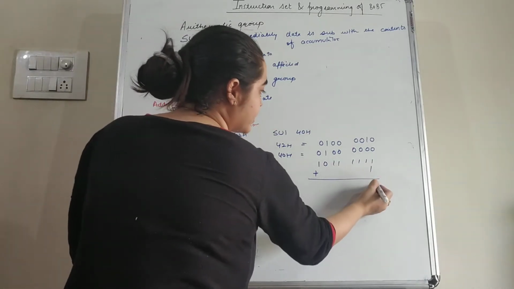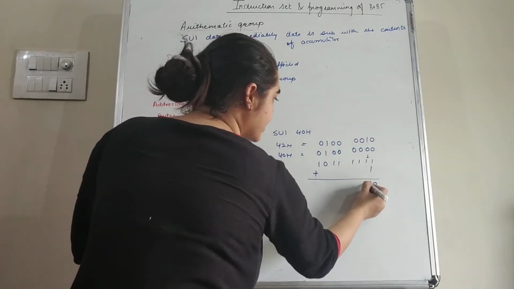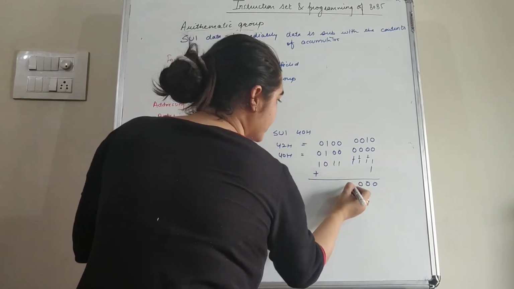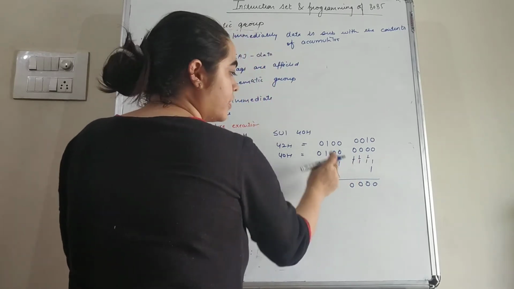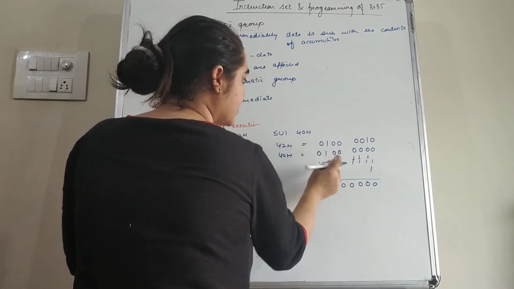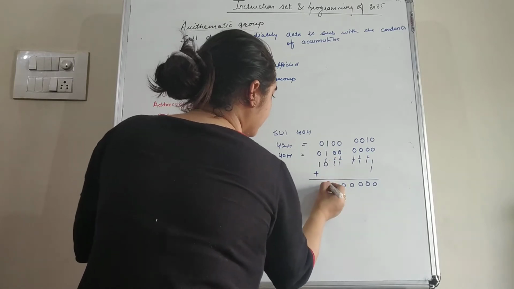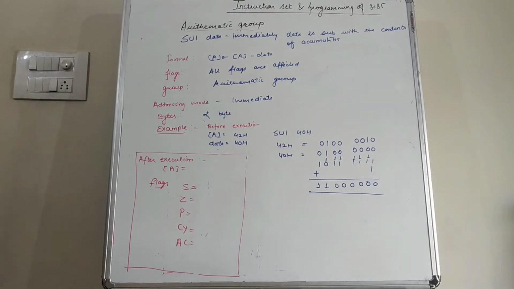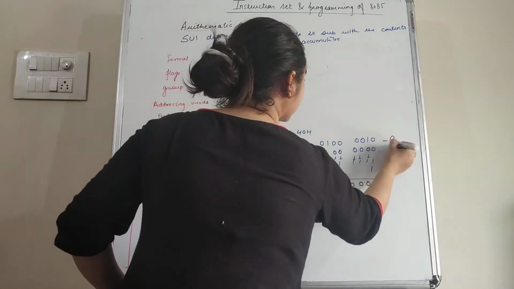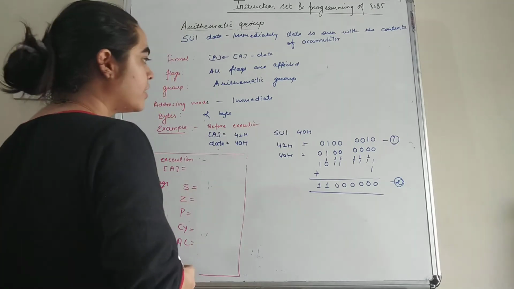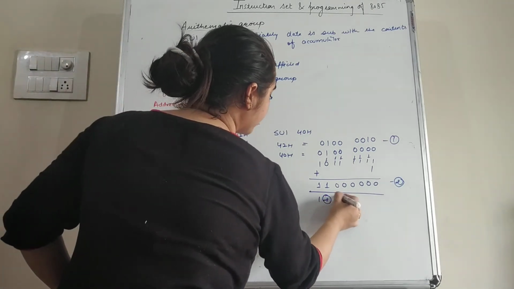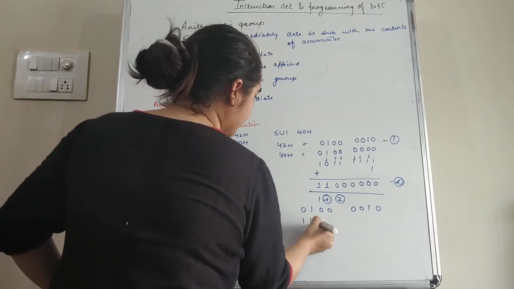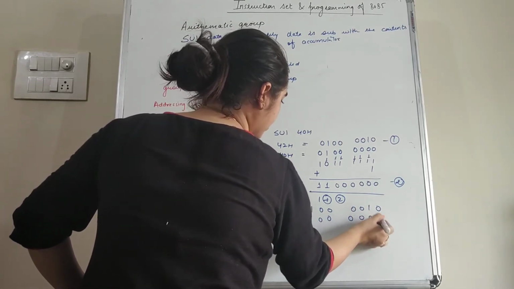So 1 and 1 is 10, 0 here, 1 carried. This repeats for each bit: 1 plus 1 is 10, 0 and carry 1. So the answer is 11000000. Now this is the first number, this is the second number. So add the first with the second: 01000010 and 11000000. What will be the result?